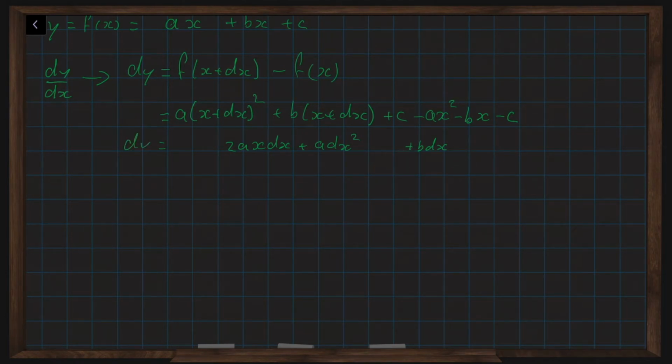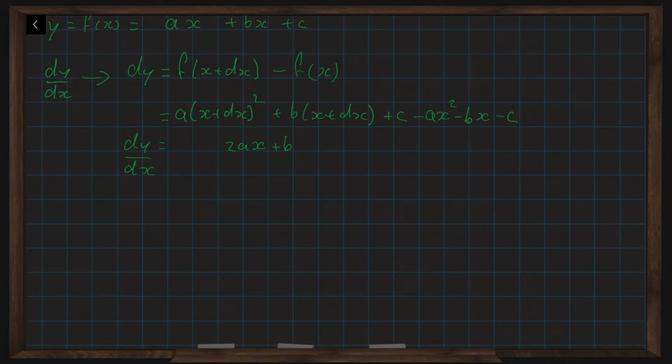And that is dy, but we want to find dy by dx, so we divide by dx. And we see that this dx cancels out, this dx cancels out, and one of these dx's cancels out, so we can do that. And we now apply a bit of trickery, because we have to remember that dx is infinitely small. So it is basically 0. And therefore, we can get rid of this term. And what we are left with is 2ax plus b.